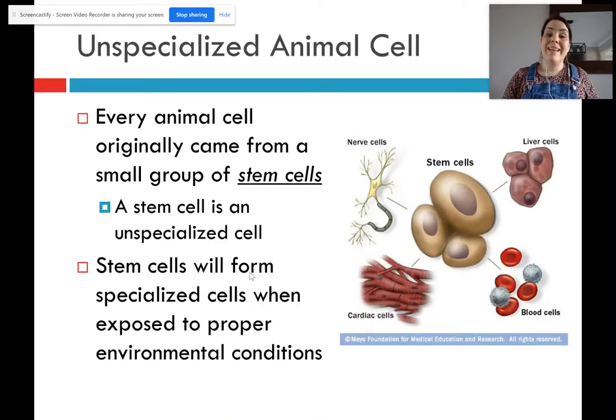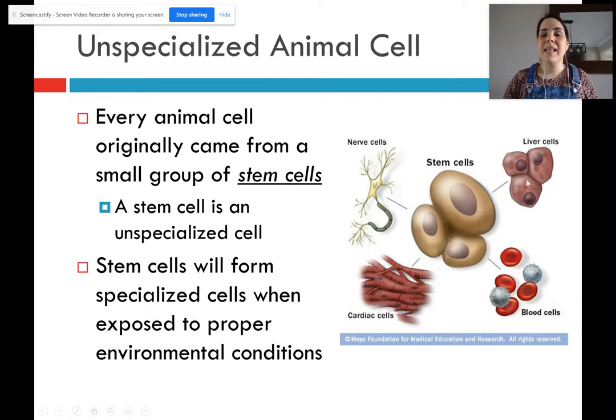So in animal cells, every single animal cell comes from an initial group of cells that are unspecialized. Okay, and these cells are called stem cells. So these cells look very similar to those general animal cells you saw yesterday in the Gizmo, or whenever you did the Gizmo. Where they don't really look like anything quite yet because they don't have their job quite yet.